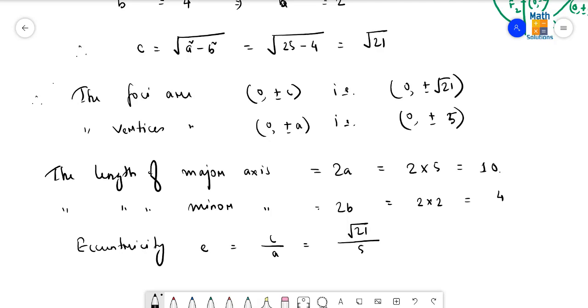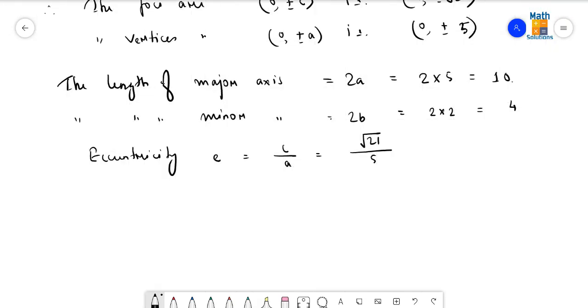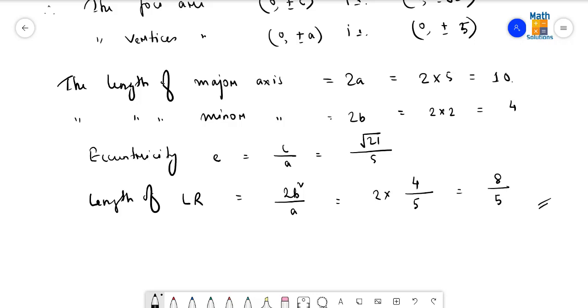Then what next? Latus rectum. So length of latus rectum is equal to 2b square by a. Let's put the values. b square will be 4. Then a is what? It is 5. So result comes as 8 by 5. So this is our required answer.